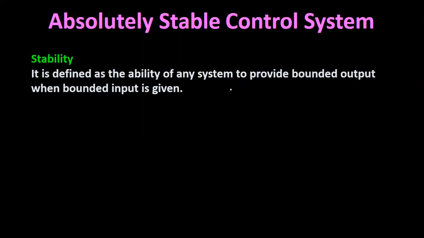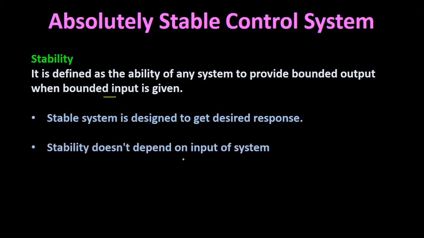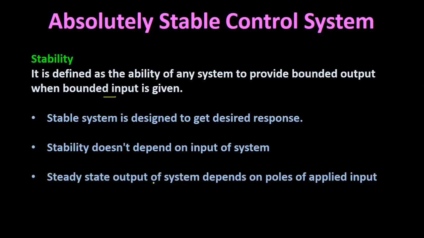Okay, now let us define stability. Stability is defined as the ability of any system to provide bounded output when bounded input is given. And as stability is an important property of the control system, the performance of the control system shows high dependency on stability. Therefore, we can say that a stable system is designed to get the desired response from any system. And stability does not depend on the input of the system, but the steady state output of the system depends on the poles of the applied input.